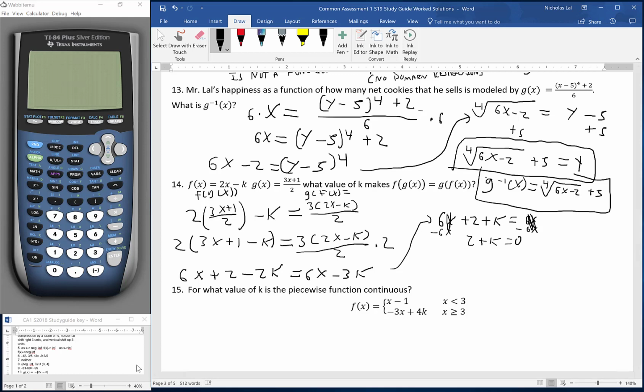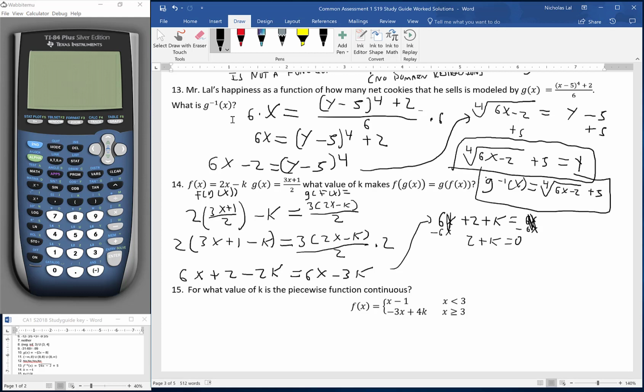And my last step is that k should be equal to, wait. I made a mistake somewhere, so let's catch the mistake. If you can catch yourself making a mistake, that will help you do well in tests.